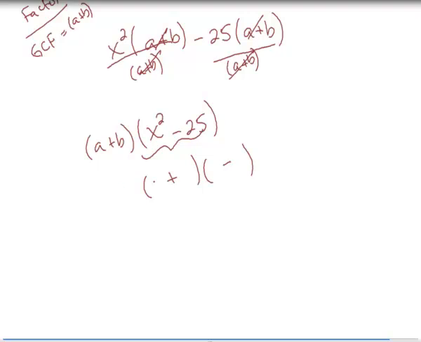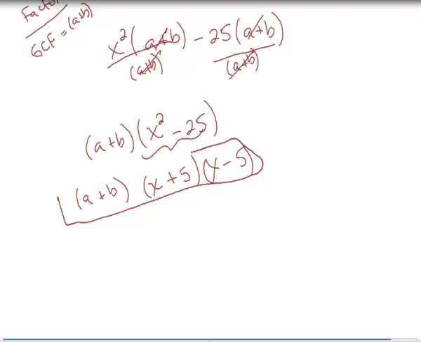The two numbers that multiply to give me the perfect square x squared are x and x. The two numbers that multiply to give me 25, the perfect square, are 5 and 5. And don't forget the a plus b, which was our GCF. So all three factors are our answer: a plus b, x plus 5, x minus 5.